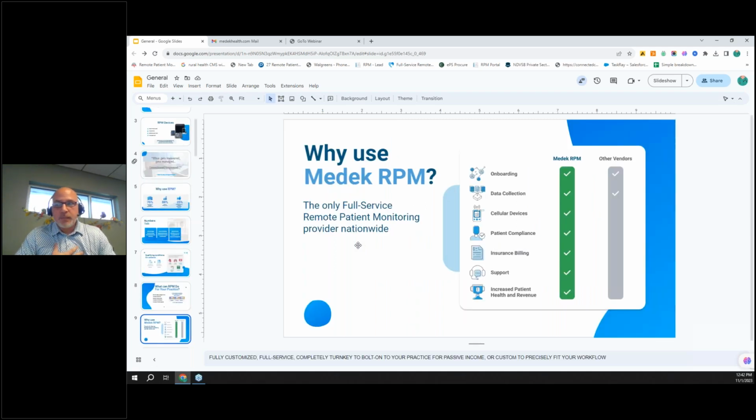Medic RPM is one of the only remote patient monitoring companies out there that will offer a fully customized, full service, completely turnkey solution to your remote patient monitoring problem for your patients who are having difficulty managing their chronic conditions. So this can be literally bolted onto your practice for passive income, or we can customize it to precisely fit exactly what your workflow is.